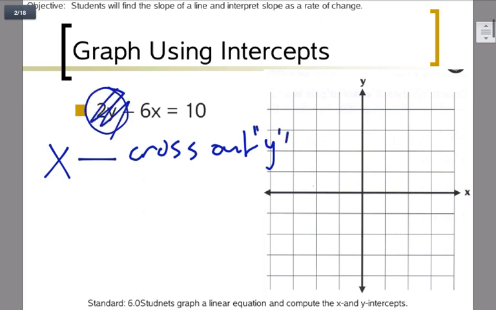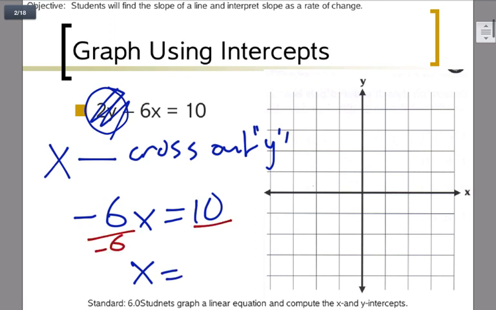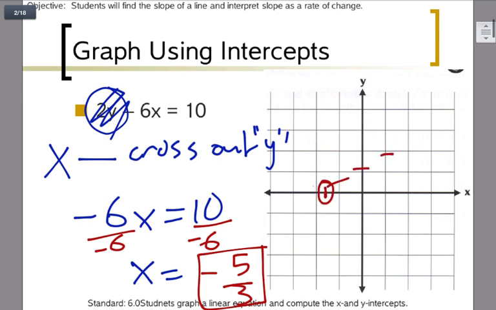So if I scribble that out, I'm left with negative 6x equals 10, which means the x-intercept is going to be x equals, if I divide both sides by negative 6, it would reduce to be negative 5/3. So 5/3 is a little bit more than 1, so we go about right there would be the x-intercept, and that's negative 5/3, comma 0.